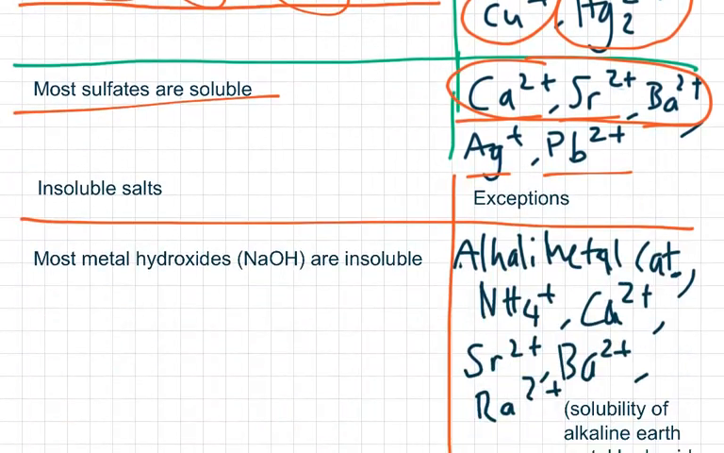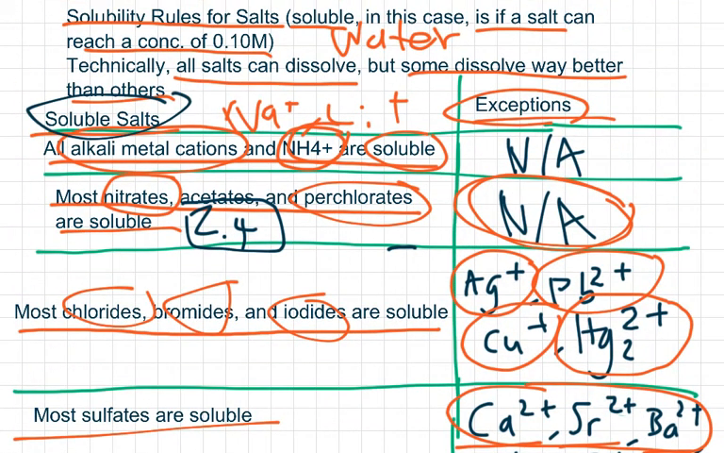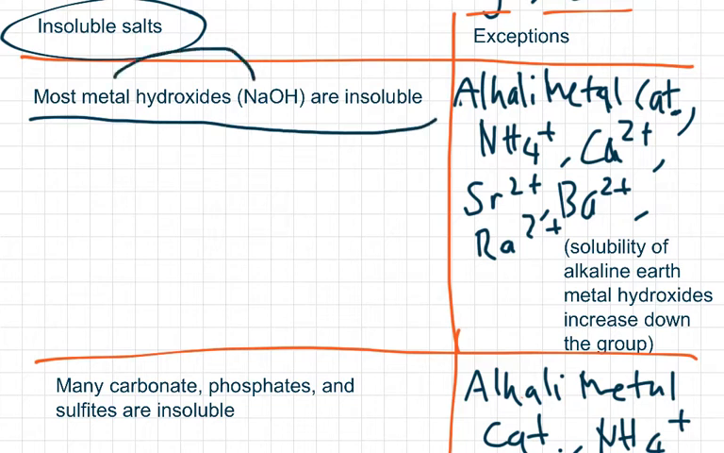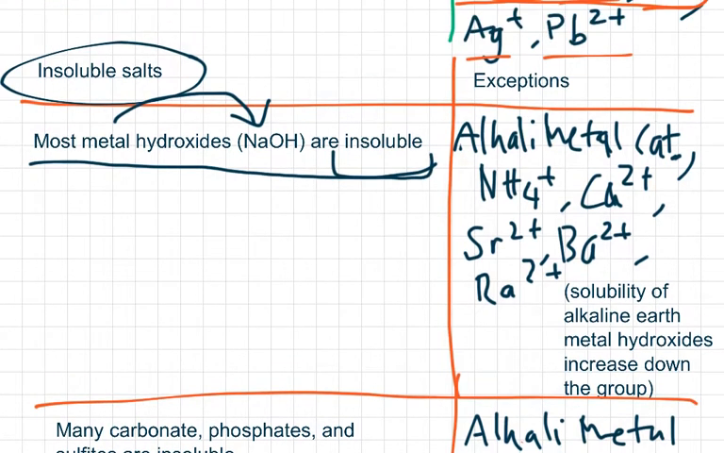So now that we have the list of soluble salts gone over, let's go over the insoluble salts. Most metal hydroxides, and metal hydroxide means that it's going to have a metal cation, such as Na+, are mostly insoluble. The exceptions, well, the alkali metal cations and NH4+ will be exceptions because anything paired up with these two types of cations will always be soluble.